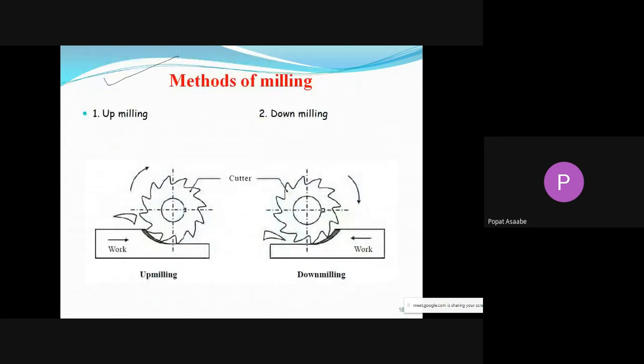Again we have discussed the methods of milling: up milling and down milling. In up milling, the rotary direction of the cutter and the feeding direction of the workpiece are opposite to each other. In up milling, the cutter creates an upward force on the workpiece, so it is called up milling. And in down milling, the direction of the cutter and the feeding direction of the workpiece are the same.